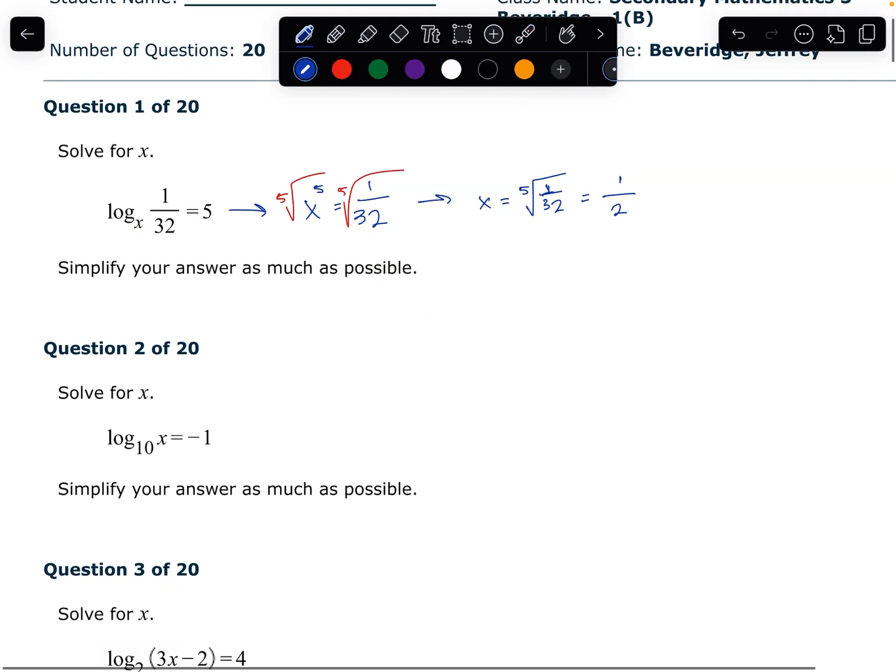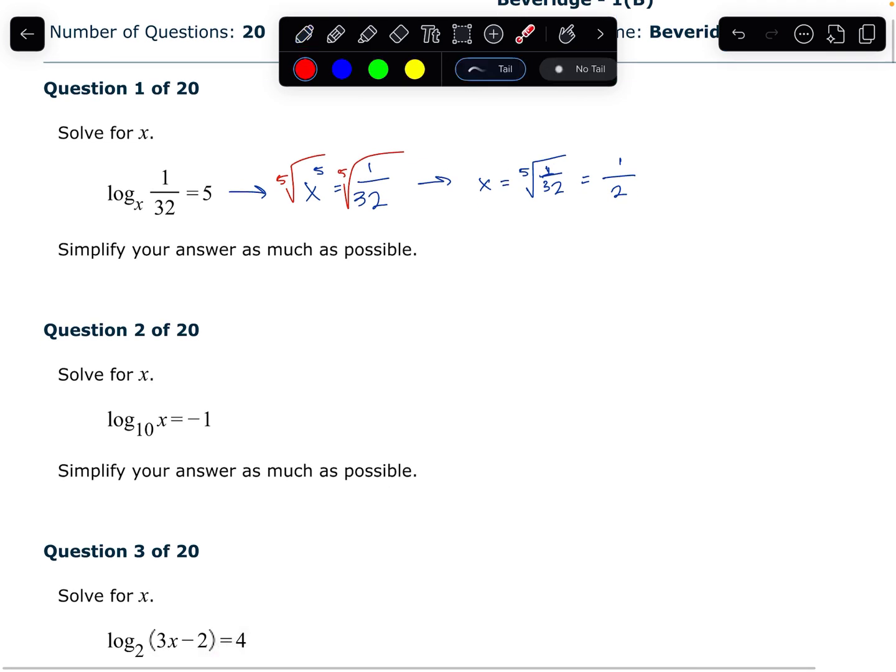Okay, I've got another one, solve for x. However, this time around, x is right here. It's not the base, but we can still use the same technique that we did before, just write this as an exponential. So in this case, it would be 10, and logs equal exponents. So using the base 10, the exponent is equal to -1, and this should equal x.